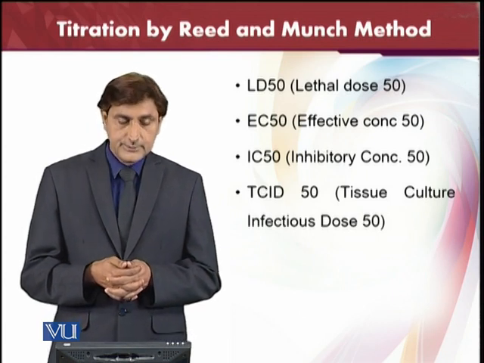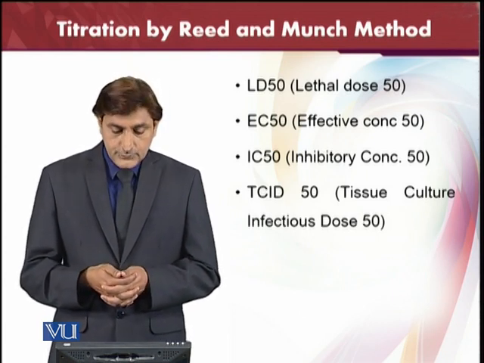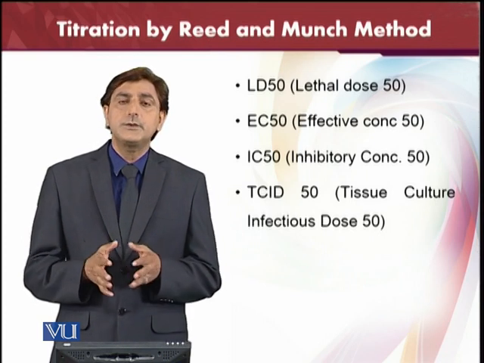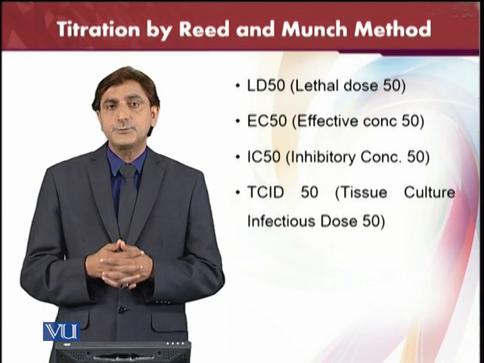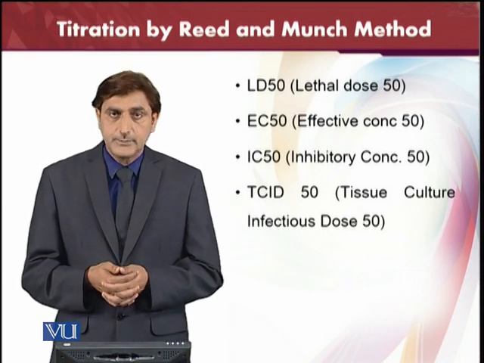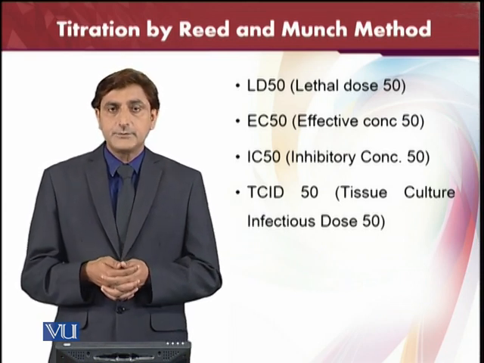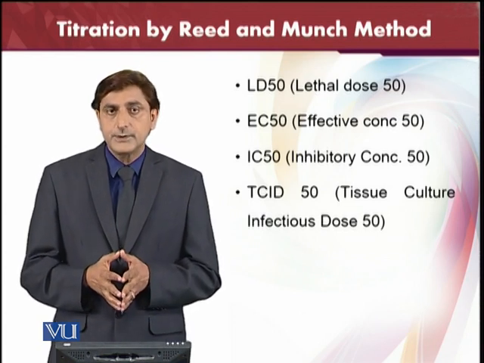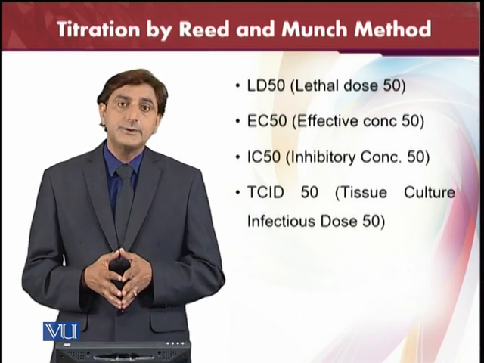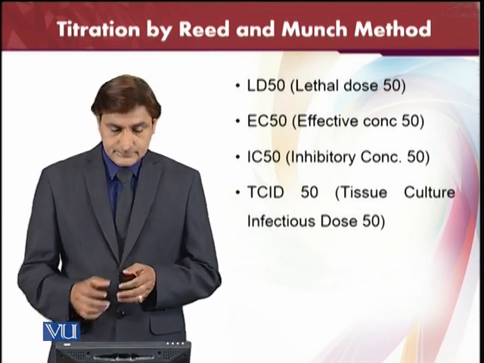Then the TCID50, tissue culture infectious dose. We are using the Reed and Muench method in two different ways: one is tissue culture and one is in vivo with experimental animals. If we are using experimental animals, then it will be different, and if we are using the tissue culture technique, then TCID50 will be very important.